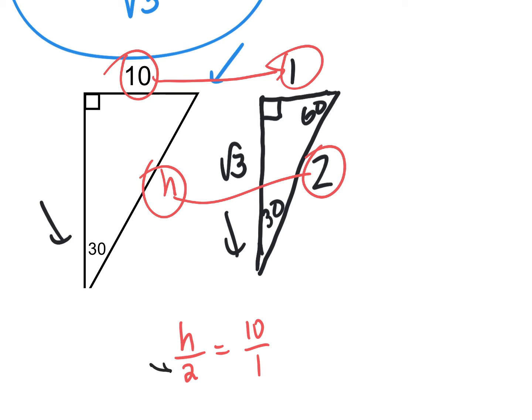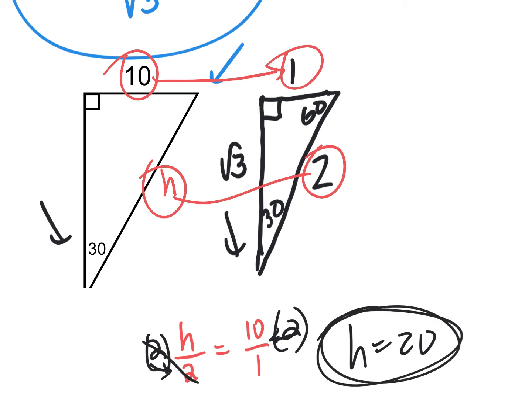You just have to say, I gotta get h alone, so I'm gonna multiply both sides by 2. That'll clear my denominator. You wanna clear fractions whenever you can. Okay, so that's gone, and I have h equals 20. And some kids would say, but I could do that in my head. I knew that this side is supposed to be twice as big as that side, so 10 doubled makes 20. Yep, that's a way to do it too.